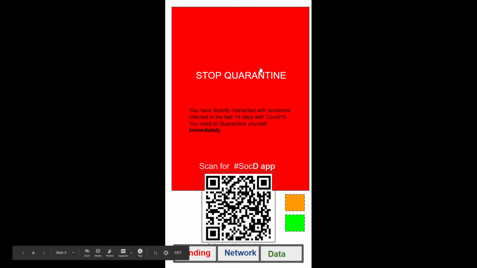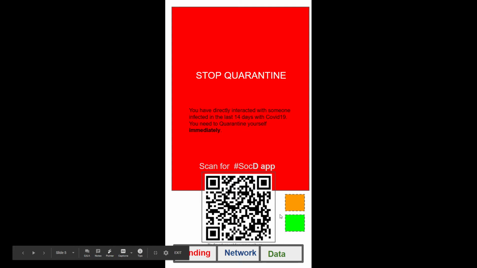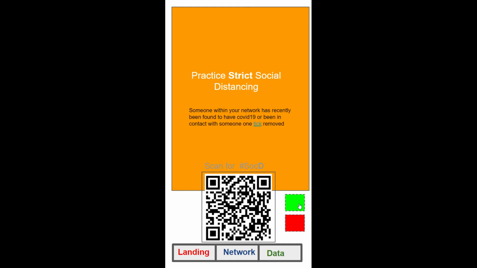right? Go get quarantined. What does that mean? It means someone is not clear. You interact with someone who's tested positive, immediate quarantine is required. Well, what happens then is everyone that you connected with after that fact is going to go orange. So understand the app is keeping track of when you connected with the person, and when you've connected with other people in your network.